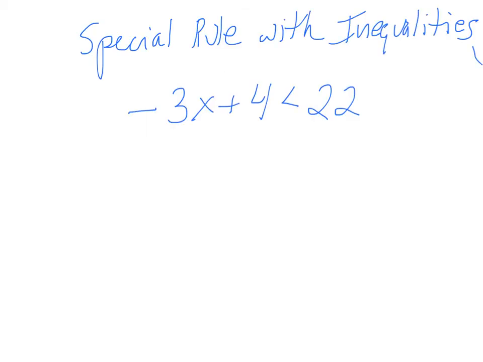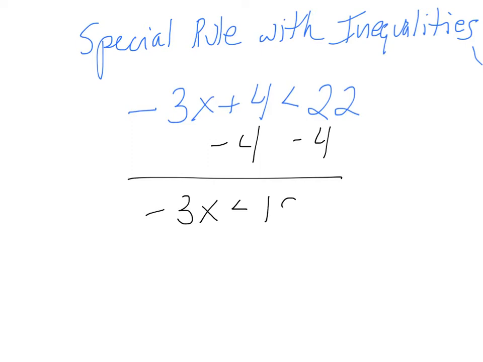Now there's one brief rule that you should know about inequalities, and that is the following. If we solve this here, again, we are just going to be subtracting 4 to isolate that term. But now we get to a point where negative 3x is less than 18.